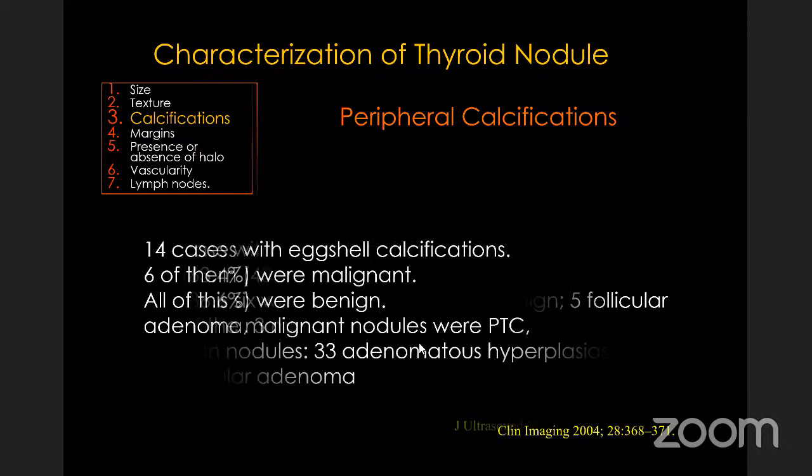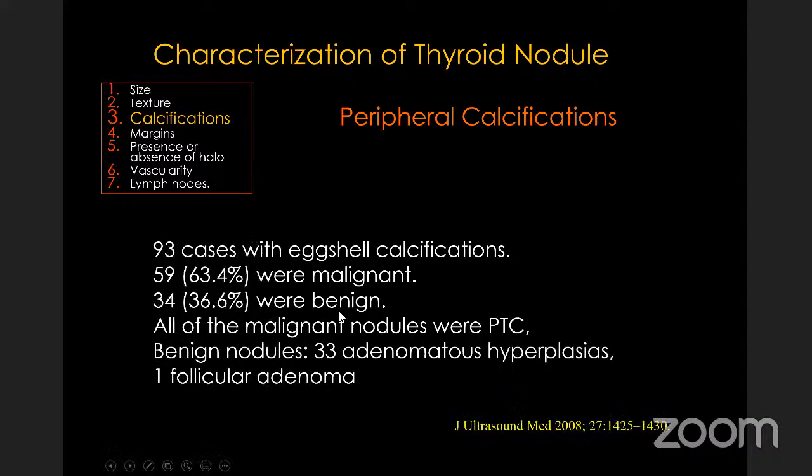Another study of 93 surgically proven thyroid nodules with eggshell calcifications showed almost 63% were malignant and 36% were benign. All of the malignant nodules were papillary carcinoma. And benign nodules included 33 adenomatous hyperplasia and 1 follicular adenoma.